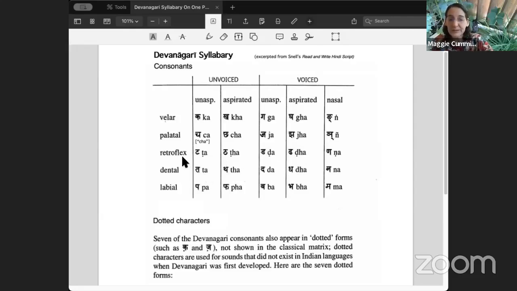Now for the retroflex, we want to really curl back the tongue, as for me, it's as far as I can curl it back. It depends on your tongue. But yeah, curl back, and you want the tip of your tongue to touch the roof of your mouth.